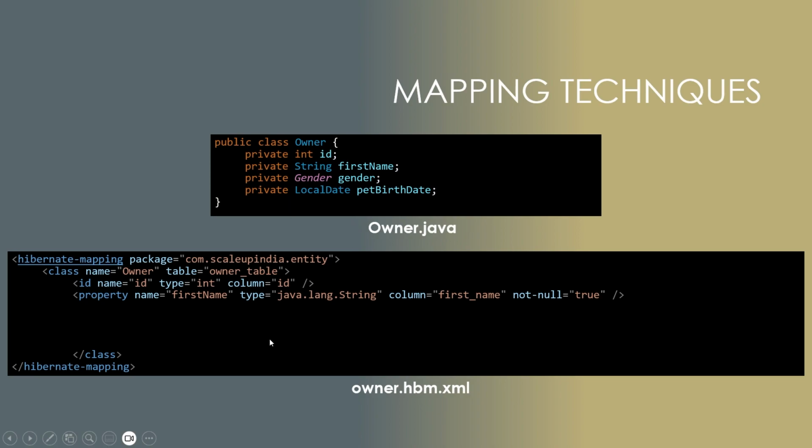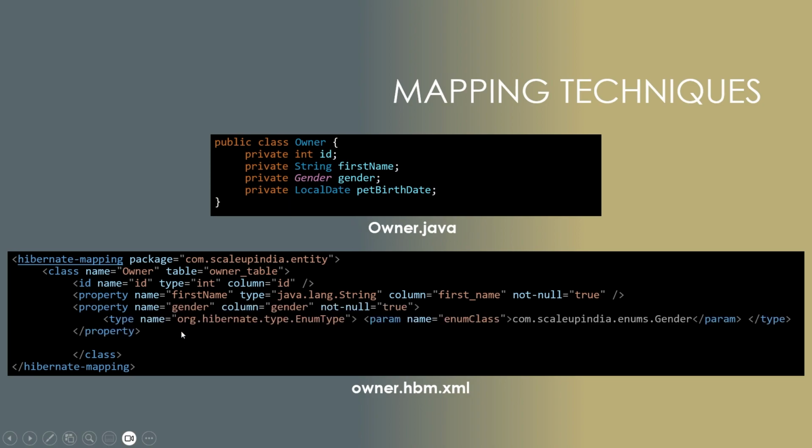Then for the gender, let's see. For gender it is going to be even a little bit more difficult. Why? Because the property tag is there, name is there, column is there, not-null is there. The gender is an enum created by you. So first of all we need to map it along with that. So we will say this enum type from Hibernate.